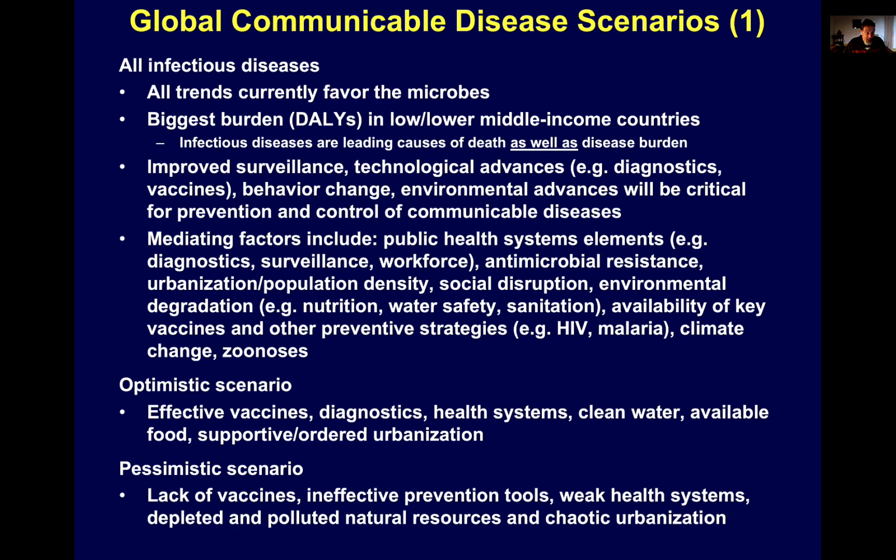And a pessimistic scenario might be one where there are relative lack of vaccines, poor prevention tools, weaker health systems, and depleted and polluted natural resources and chaotic urbanization.